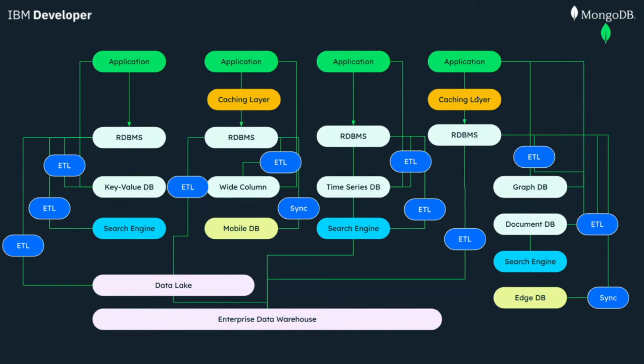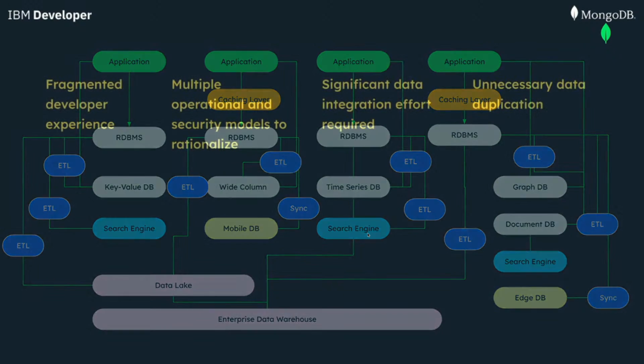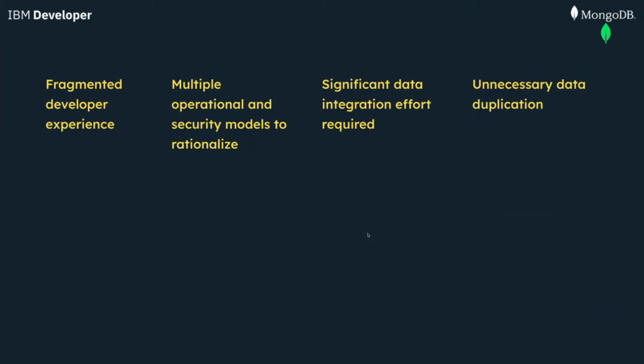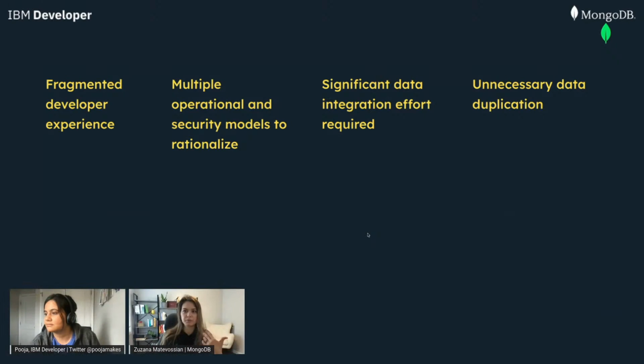So you see that all of these levels of separation for your data end up slowing down development, because if you want to make a change, you suddenly need to update all of these different parts that are part of that data pipeline. And when we see this happening, we see a lot of issues coming up: things like fragmented developer experience, operational and security model rationalization, significant effort to integrate all of this data, and of course, a lot of data duplication.